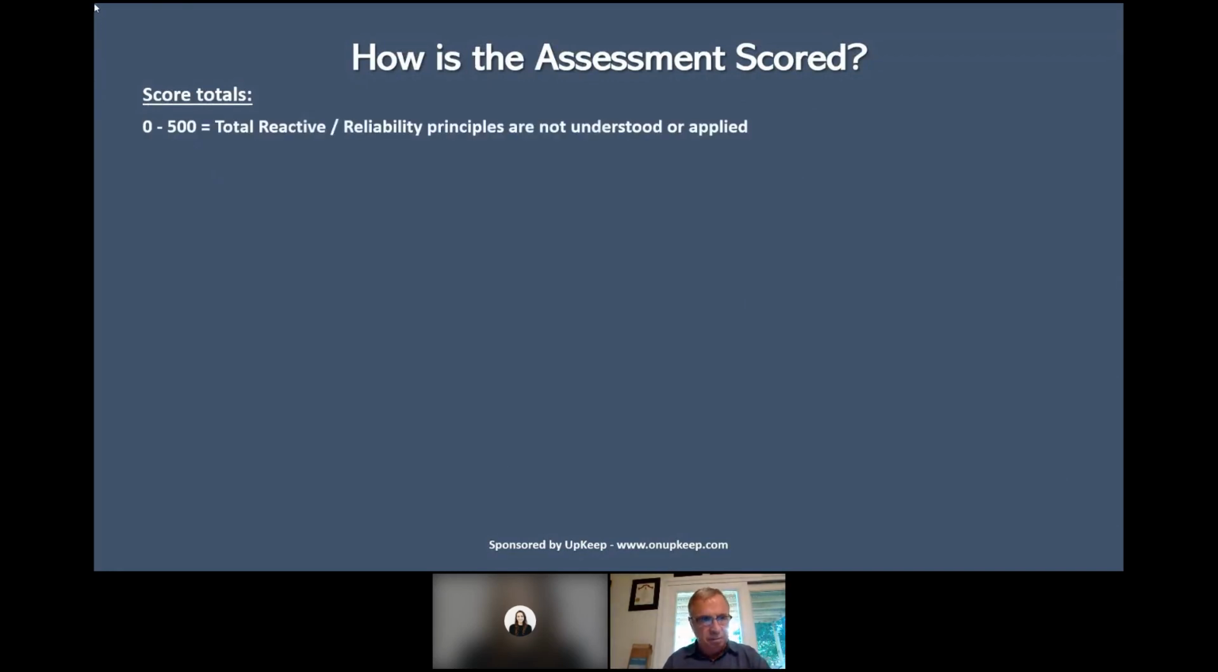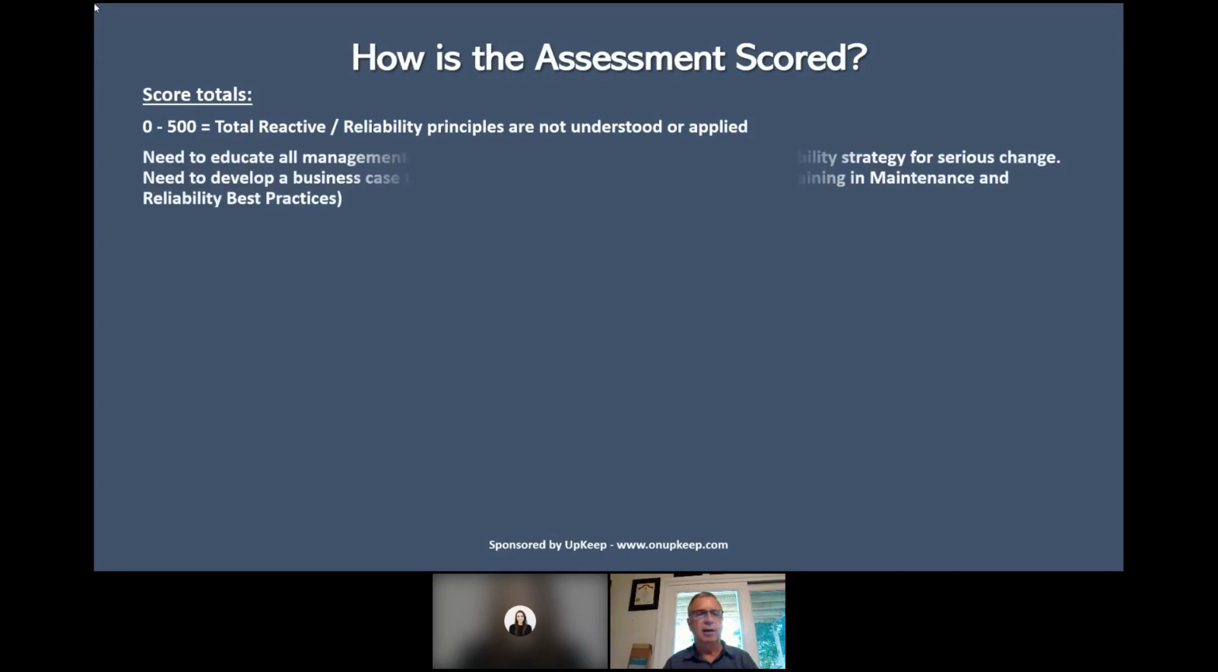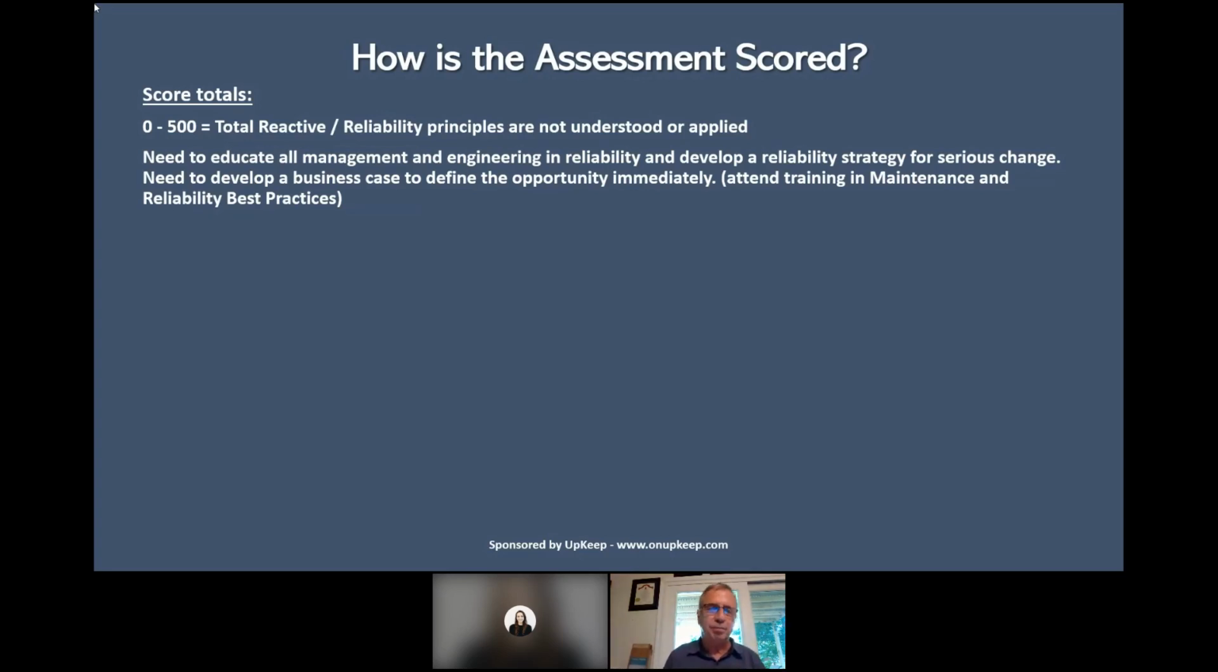Okay. 0 to 500 is totally reactive. Reliability principles not understood or applied. And the whole outcome of it, need to educate all management and engineering and reliability and develop reliability strategy for serious change. Has to be a change. I mean, you have to have an intervention. It's like if you're an alcoholic, you got to admit you drink alcohol before you can solve the problem. Here we got to admit we're reactive before we can solve the problem.